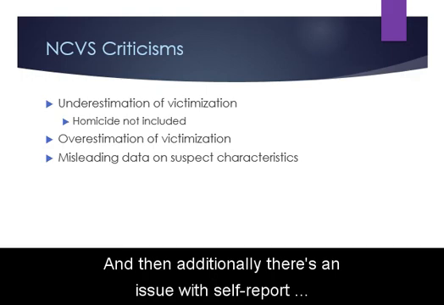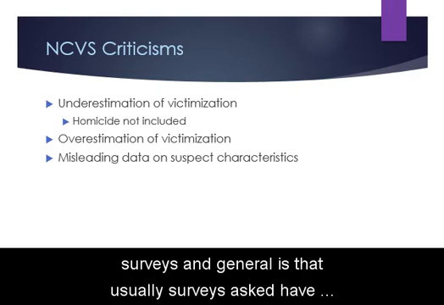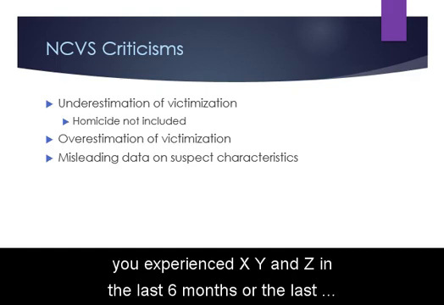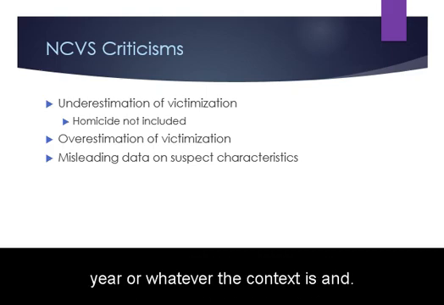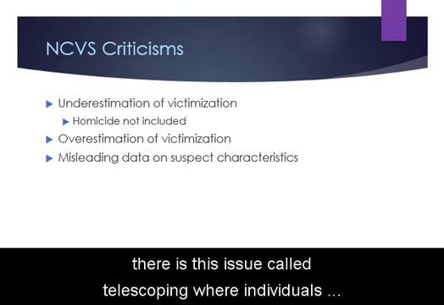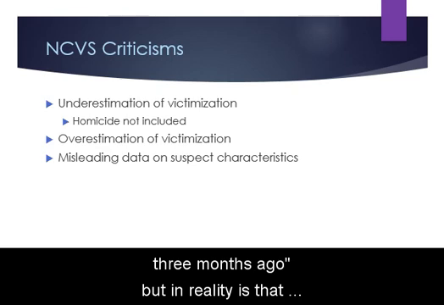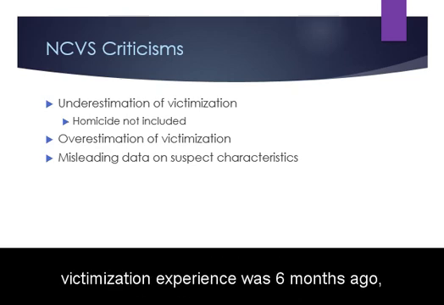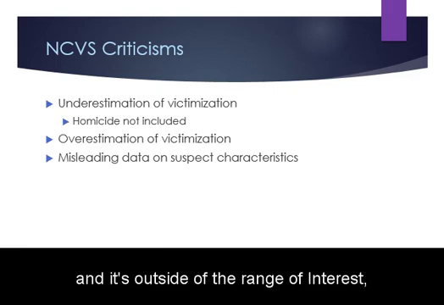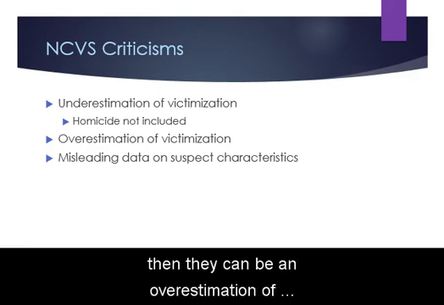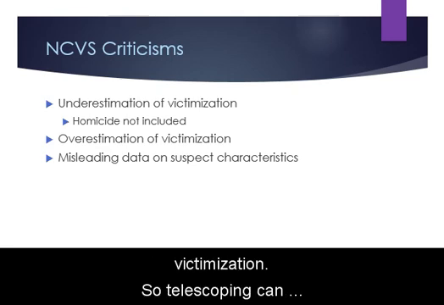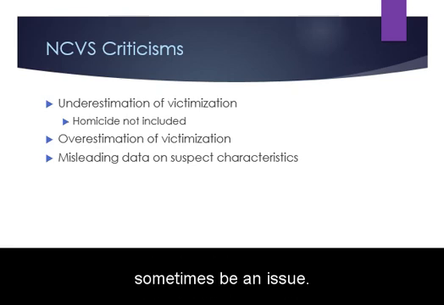And then additionally, there's an issue with self-report surveys in general, which is that usually surveys ask, have you experienced X, Y, and Z in the last 6 months or the last year or whatever the context is. And there's this issue called telescoping, where individuals will think, oh yes, I was a victim of larceny and that was 3 months ago. But in reality, if that victimization experience was 6 months ago and it's outside of the range of interest, then that can be an overestimation of victimization. So telescoping can sometimes be an issue.